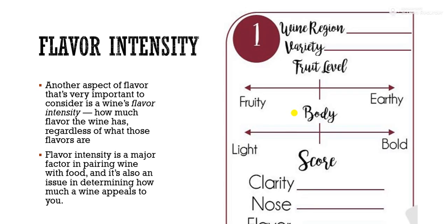Flavor intensity has two parts. First, color intensity, and second, flavor intensity. Color intensity is nothing else, just the appearance of the wine. It can be light, or they call it pale, medium, or dark. The darker the color of the wine, the more intense the wine is considered. The same applies for red and for white wine.